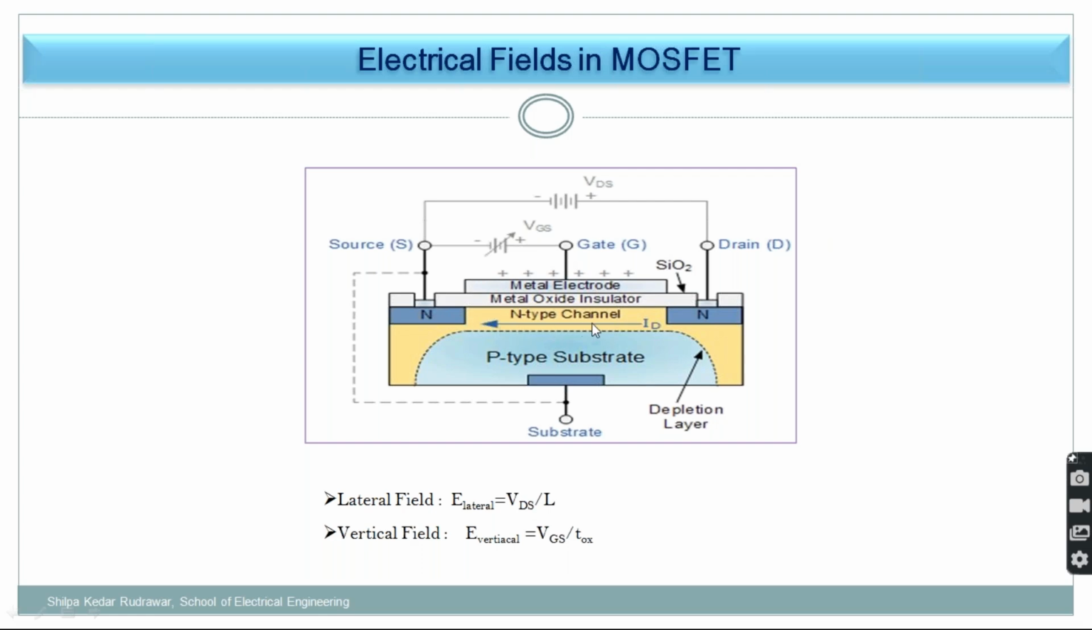Now the channel is formed, so electrons are present here, and whenever I apply VDS, the drain to source voltage, D is positive and source is negative. Just remember this. As there is a potential difference between the source and drain terminals, electrons will move from source to drain and current will flow from drain to source. So always remember, the flow of electrons is opposite to the flow of current.